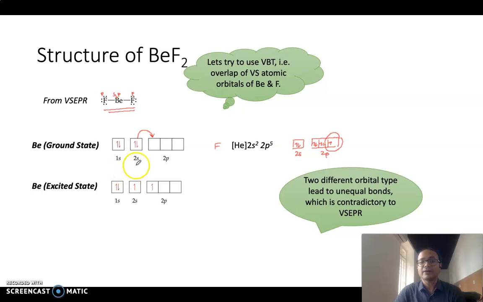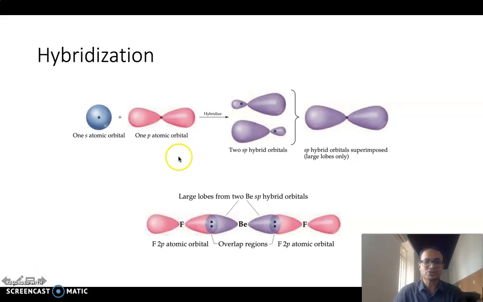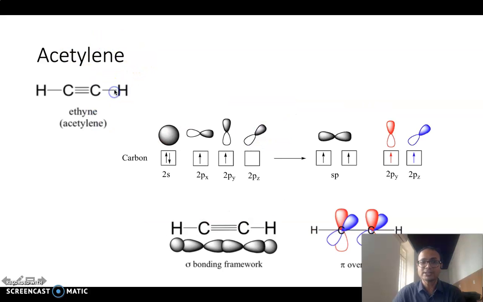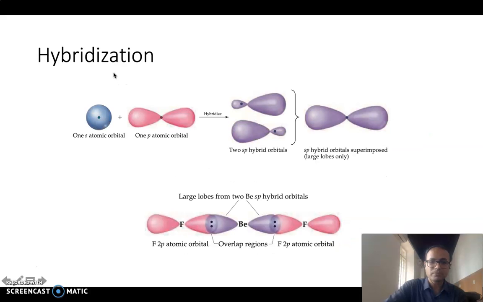Okay, so how to solve this problem? That problem is sorted out when Pauling introduced the concept of hybridization. So hybridization basically means mixing of the orbitals. If you look at the central atom, there is one s orbital containing an unpaired electron and one p orbital containing an unpaired electron.